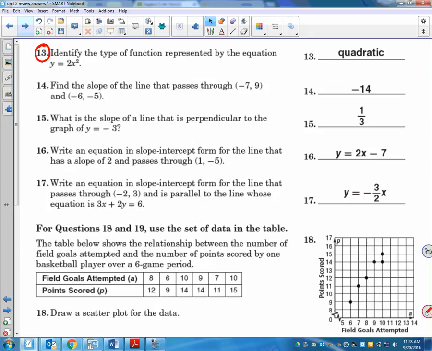And then 14 through 17, being able to deal with linear equations. Not all 4 of these are going to be on there, but definitely you're going to have to be able to write an equation given a point and a slope. You're definitely going to have to write an equation parallel or perpendicular.